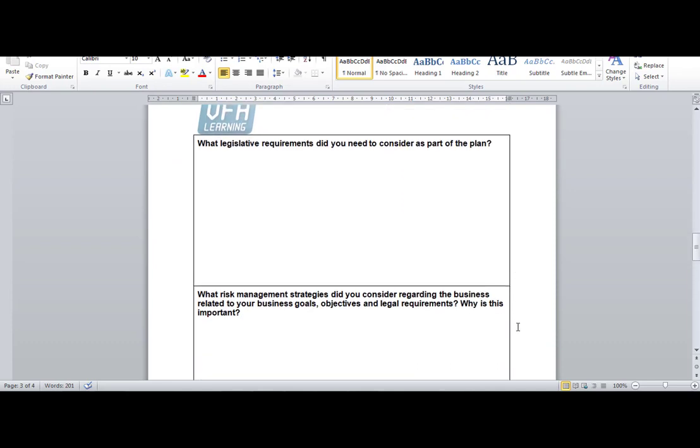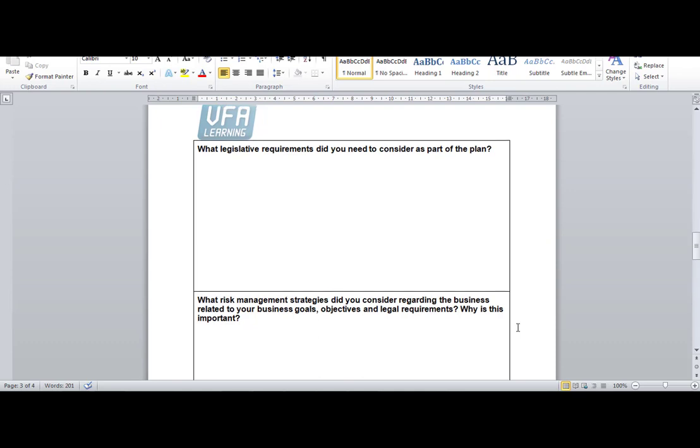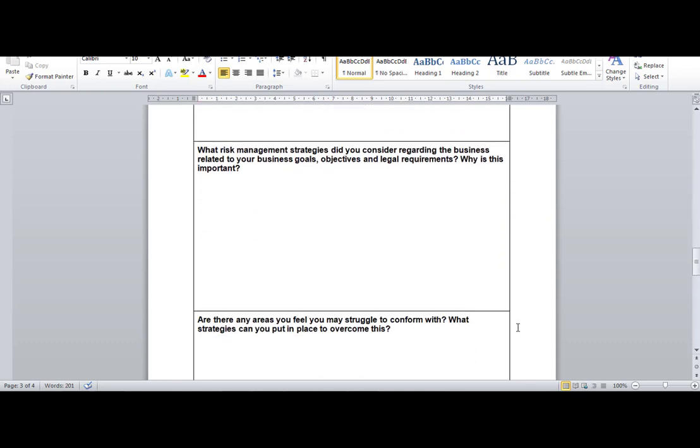What risk management strategies did you consider regarding the business related to your business goals, objectives, and the legal requirements? And then go over why that's important. So that can be our physical risks that you would have used when you've done your risk assessments in the past, but also even looking at things like financial risks. So how can you make sure that this business isn't actually going to be a financial burden to you?